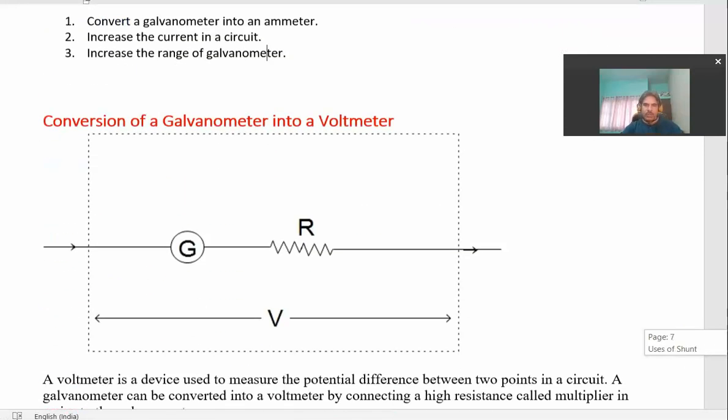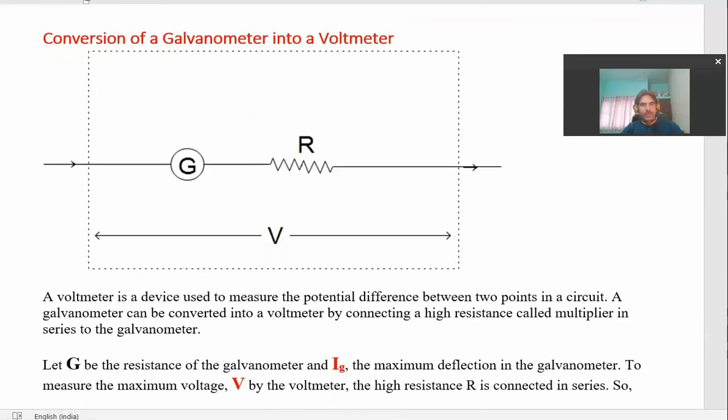Now we can move to the next topic of converting a galvanometer into a voltmeter. As we have discussed already, the voltmeter is a device having a high value of resistance. For an ideal voltmeter the value of resistance is almost infinity, which we don't have, but ideally it is infinity. So if we are going to use the galvanometer as a voltmeter, we require its resistance to be higher.